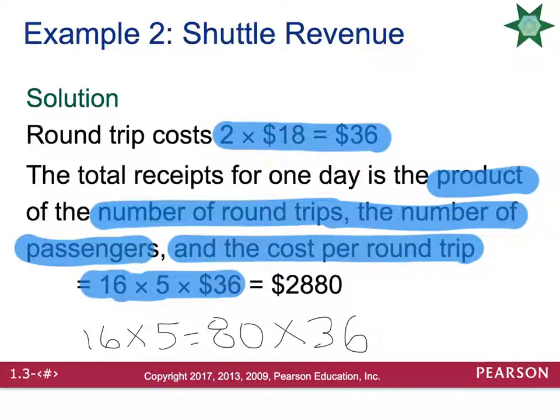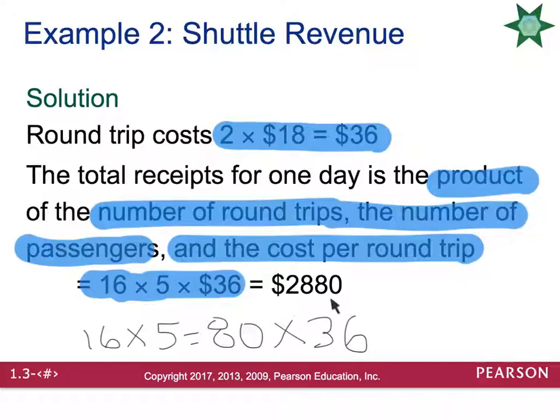Now, we could say, in this case, 8 times 3 is 24, right? So 80 times 30 is 2400. And then the other part would be 8 times 6 is 48, but 80 times 6 would be 480. So our partial products would be 2400 plus 480. That's how we get the 2880.